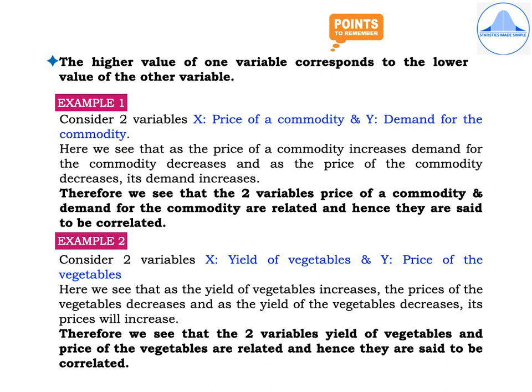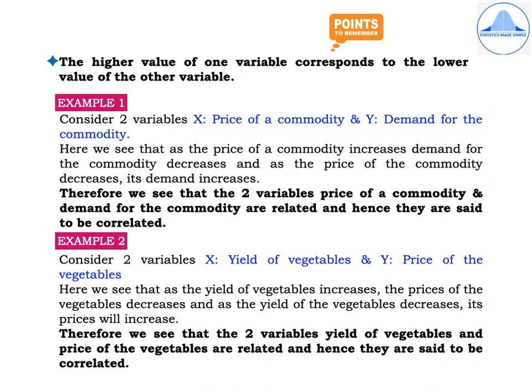Example 2. Consider two variables. X denotes yield of vegetables and y denotes price of the vegetables. Here, we see that as the yield of vegetables increases, the prices of the vegetables decrease, and as the yield of the vegetables decreases, its prices will increase. Therefore, we see that the two variables, yield of vegetables and price of the vegetables, are related and hence they are said to be correlated.